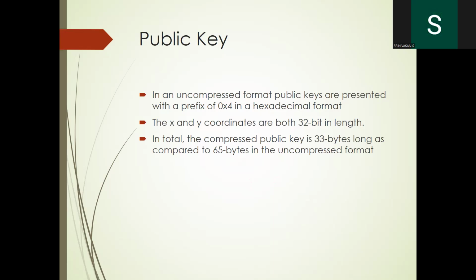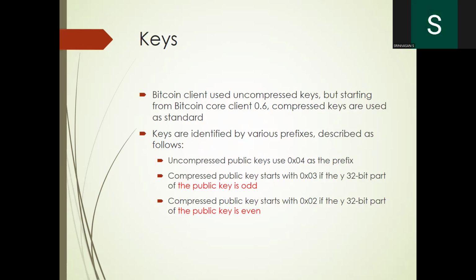The x and y coordinates are both 32 bytes in length, so the total size of the public key in the compressed form is 33 bytes, and the length of the public key in the uncompressed form is 65 bytes. So how can we identify whether the key is in compressed form or uncompressed form? With the help of the prefix, we can understand whether the keys are in compressed or uncompressed form.